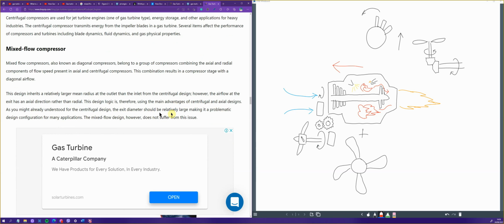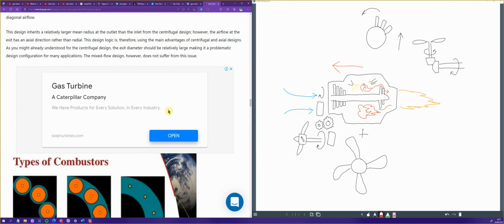Kaso nga lang, the exit diameter should be relatively large, making it a problematic design configuration for many applications. Hindi siya laging pwedeng gamitin sa lahat ng applications, kasi you'll have to make it proportionally larger, meaning it will take up space. Kapag sa centrifugal design pala, sa mixed flow, hindi siya nagsasuffer dito sa issue na to. So, yung disadvantage ng centrifugal mo is naka-counter ng mixed flow, kasi hindi mo kailangan ng gano'ng kalaking espasyo.